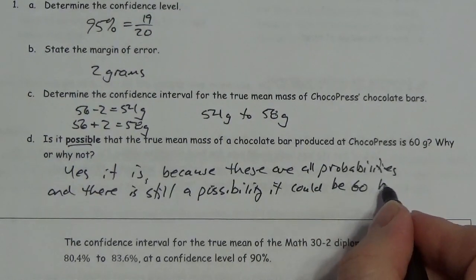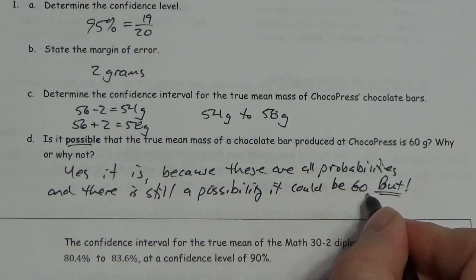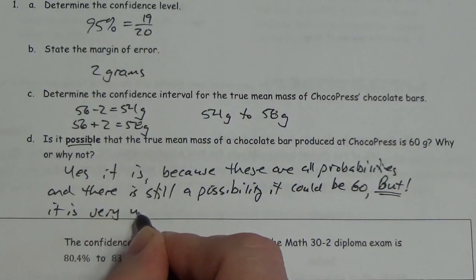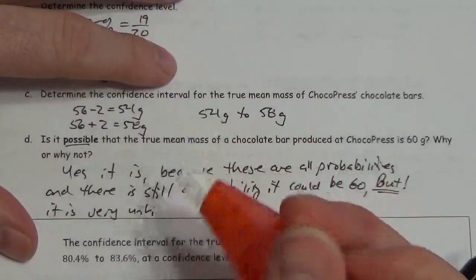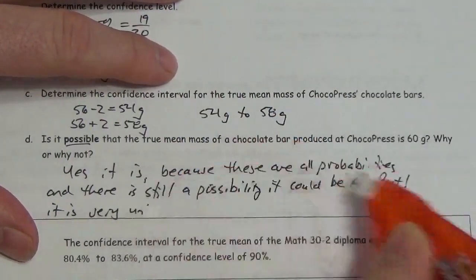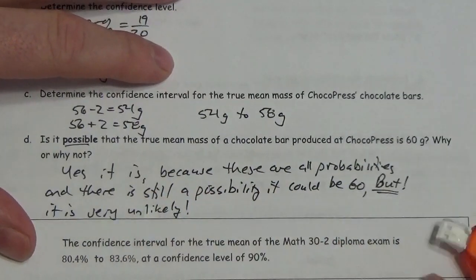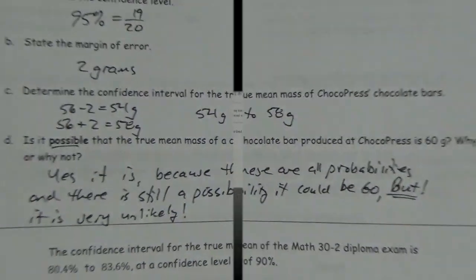Okay, but, and this is a huge but, it is very unlikely. Whoops, spelling that wrong. See, teach math. Okay. But it is very, very unlikely to be outside of that particular range there.